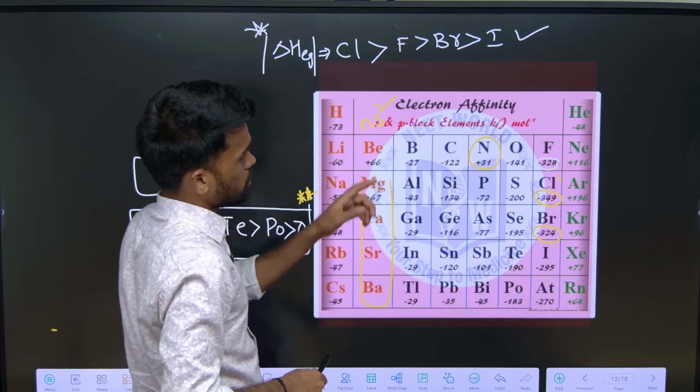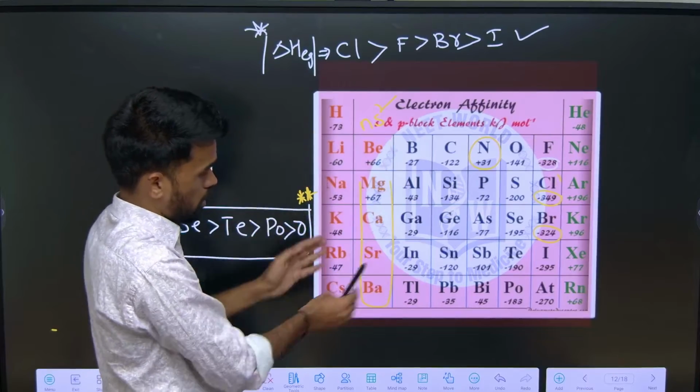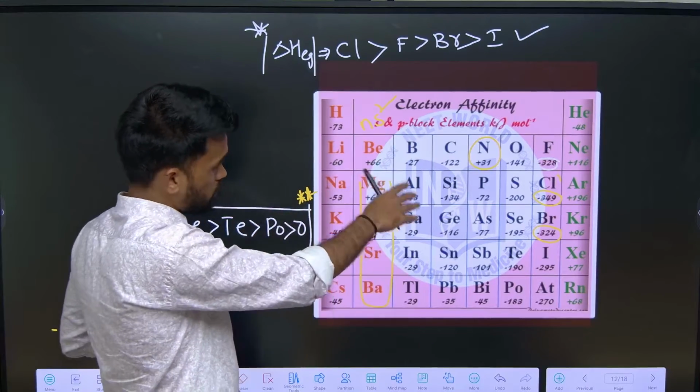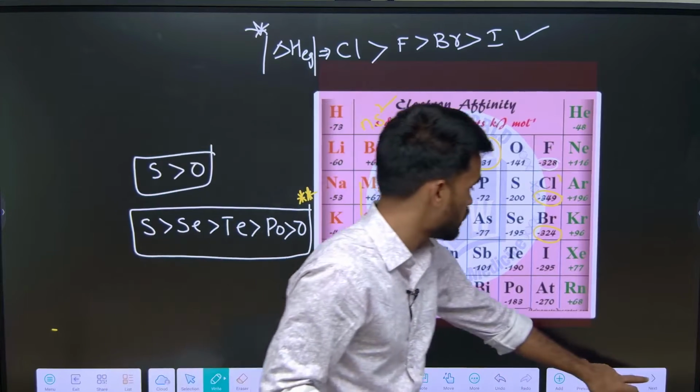Okay. So this is the table. You can have some idea and make a proper order of these elements using their values, so that will be helpful for your exam.